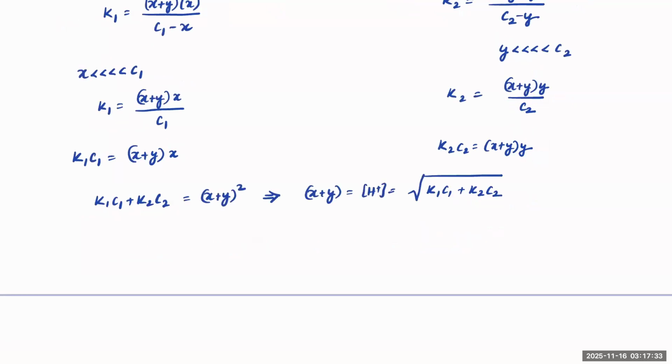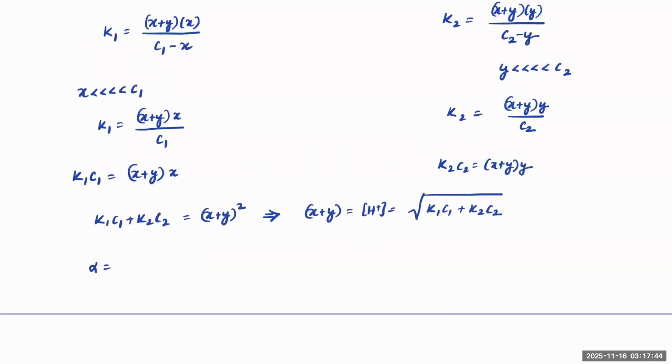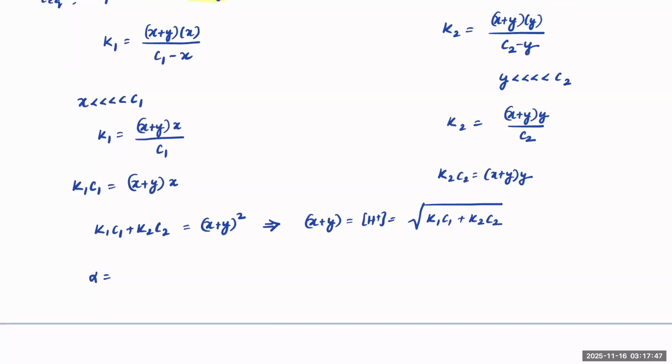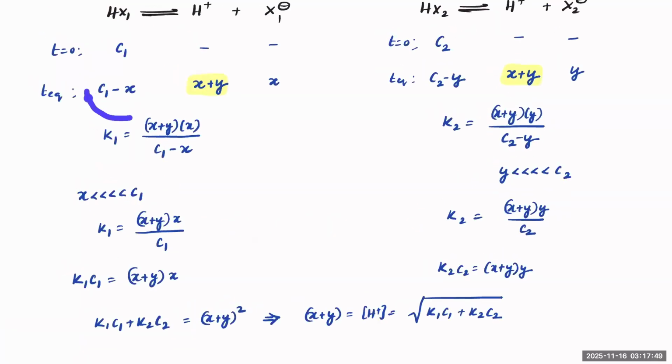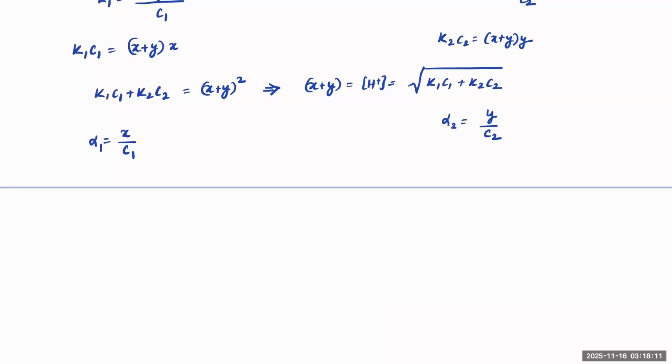Right. So once you get this H plus ion concentration, now what will be the value of alpha? Let me write down alpha 1, that is the degree of ionization of this acid. Alpha by definition is amount lost divided by initial amount. Correct? So that is X by C1. This is alpha 1, and alpha 2 will be equal to Y by C2. Correct? X by C1 and Y by C2.